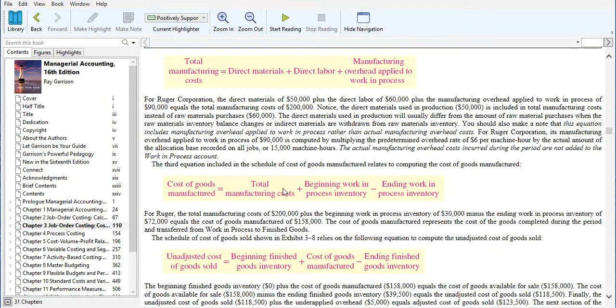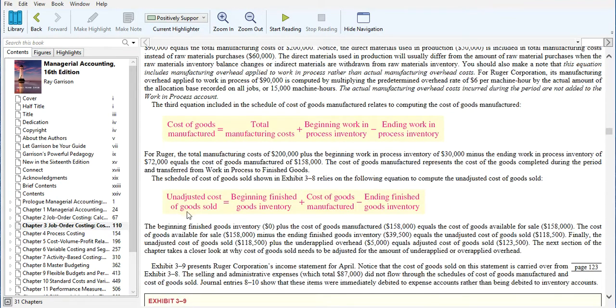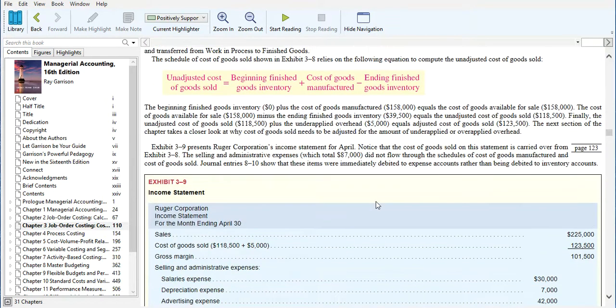The cost of goods manufactured is the total manufacturing cost, plus beginning work in process inventory minus ending work in process inventory. The unadjusted finished cost of goods sold is the beginning finished goods inventory plus cost of goods manufactured minus ending finished goods inventory. So that kind of gives you those cost of goods manufactured, cost of goods sold statements revisited.